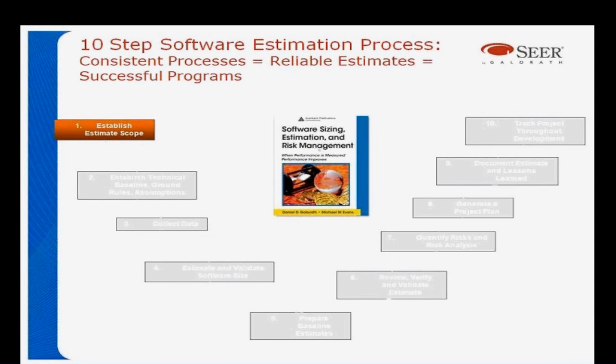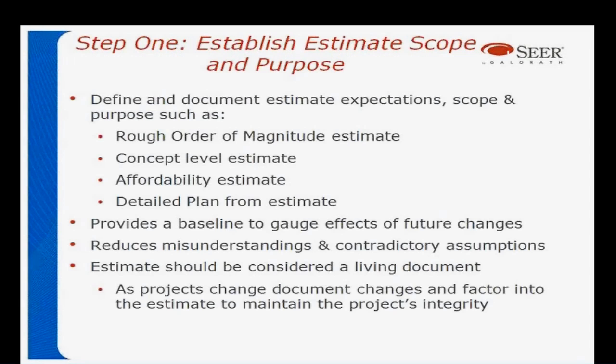Looking at process number 1, step 1, establishing the estimate scope. In step 1, we talk about what is it we're trying to accomplish. Is this a rough order of magnitude estimate we're going to use just for making overall decisions? Is it worth going forward and looking more or not? Is it a concept level estimate where we're trying to come up with alternative concepts? An affordability estimate where we're trying to find the most affordable alternative for a system? A detailed plan that we can actually implement from the estimate, and different kinds of estimates so that we have some kind of a goal of what it is we're trying to accomplish.